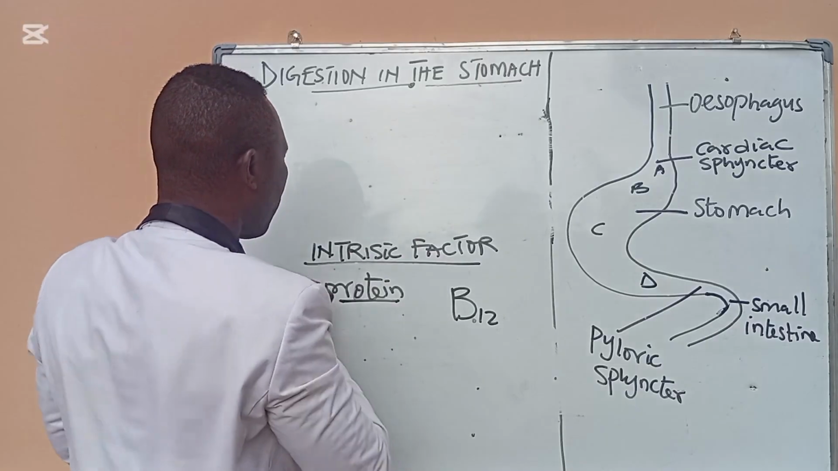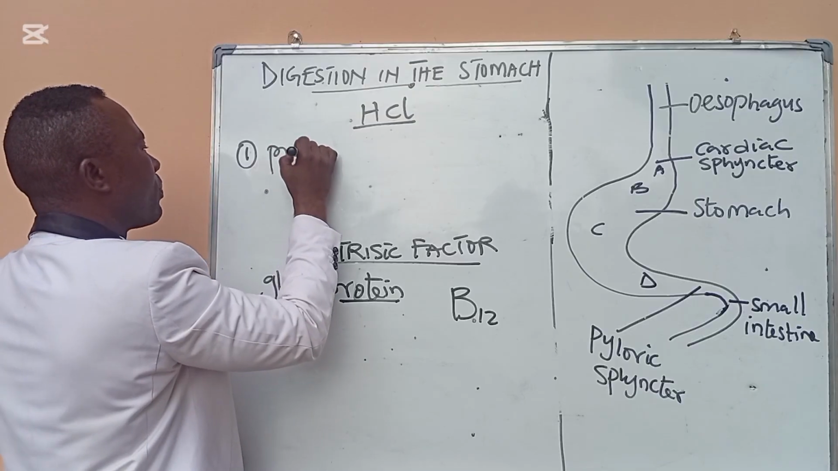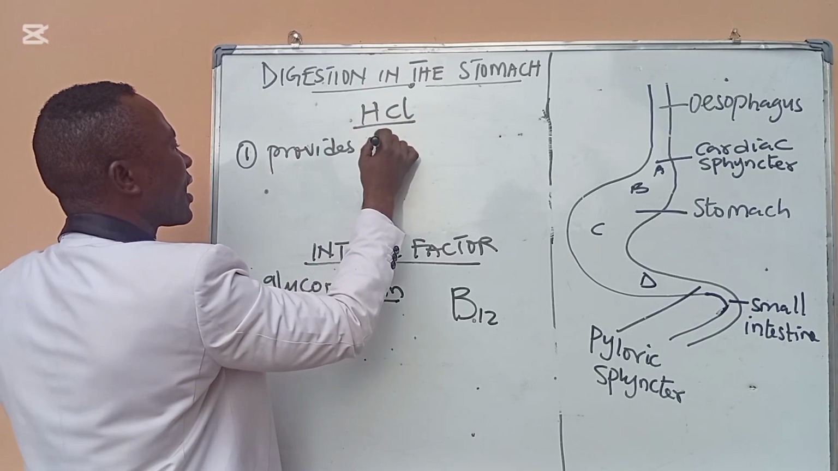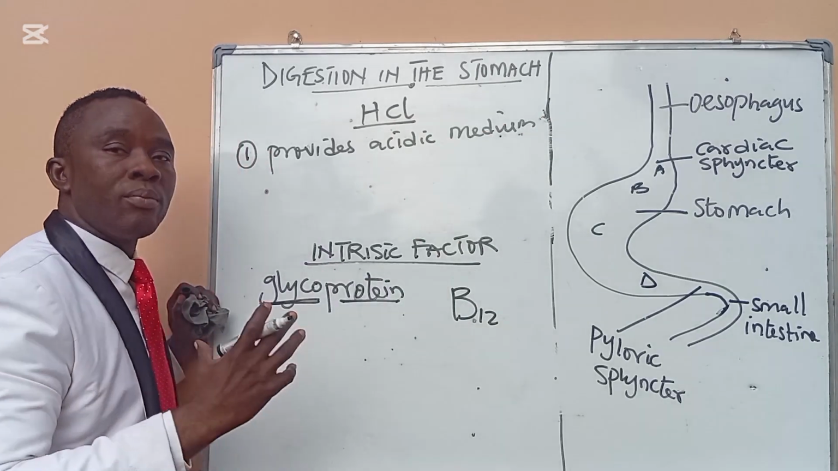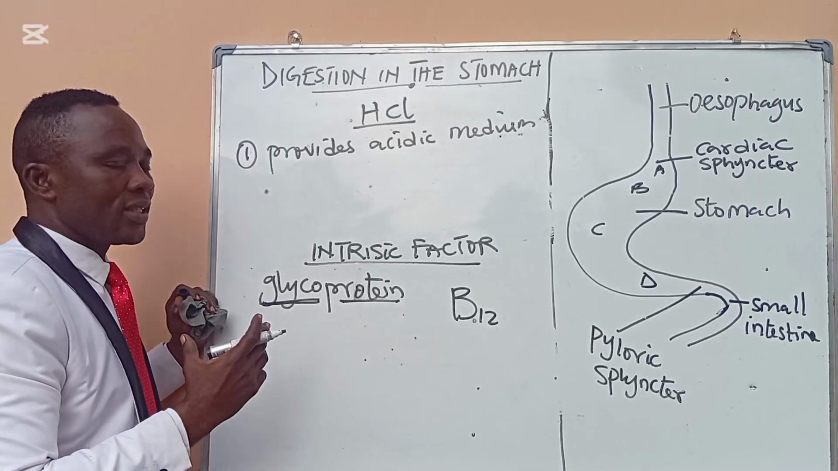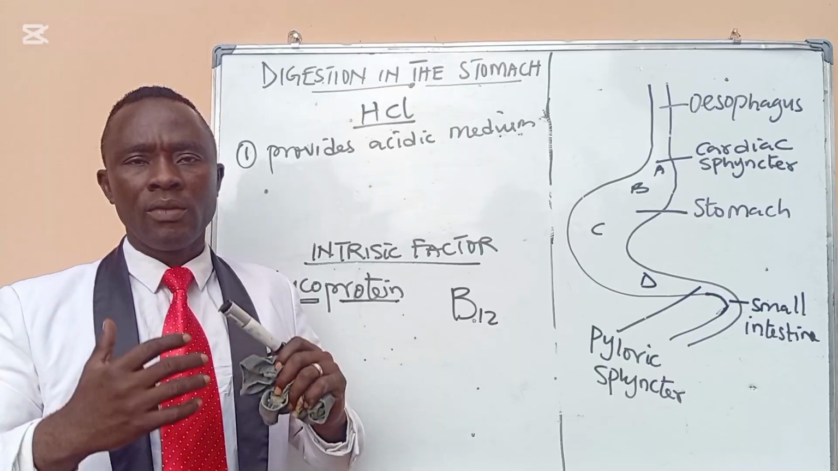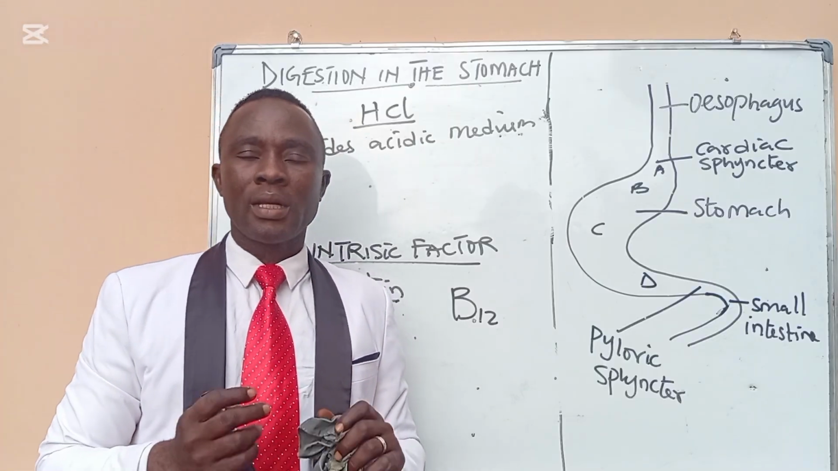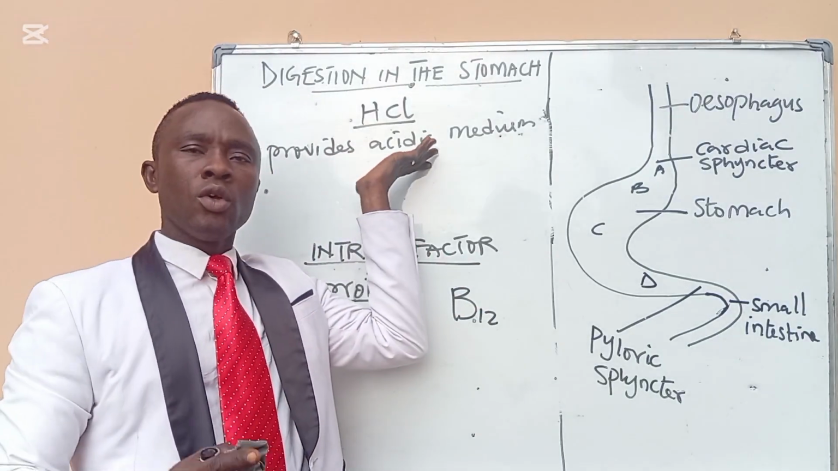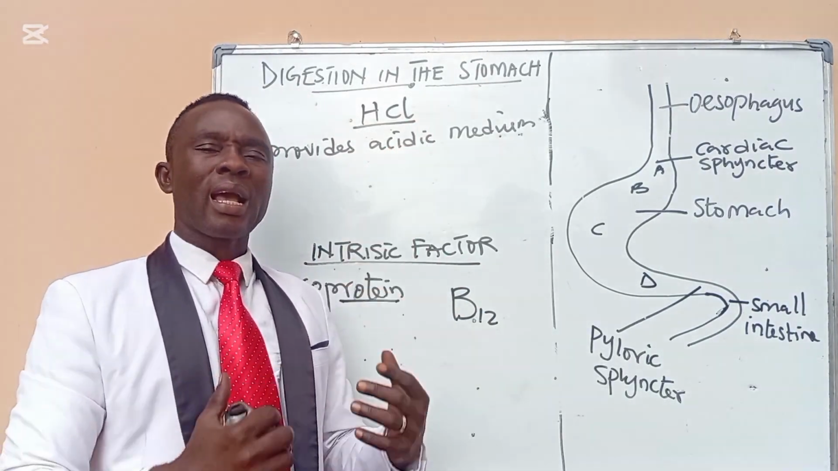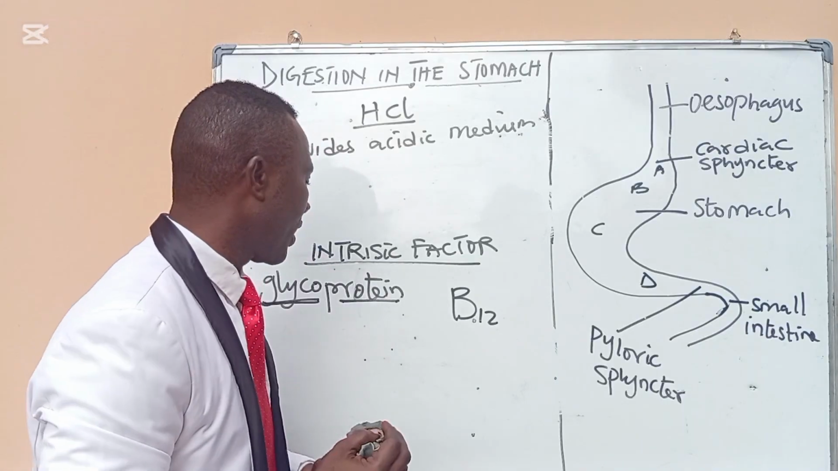Now, the function of HCl. Number one function of HCl is that it provides acidic medium for the stomach. Why acidic medium? Because the digestive enzymes in the stomach work better in acidic medium. Now remember that the food coming from the mouth is alkaline. So this acid will help to neutralize that alkaline, to make the stomach remain acidic for optimal functioning of the digestive enzymes there.